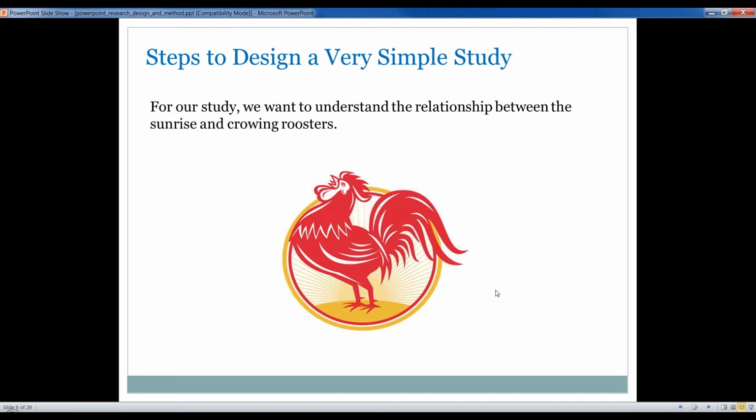Okay, so we're going to follow a very simple study as I talk about this a little bit more. It'll help you to maybe understand it a little bit more and get that depth that you can't do in an hour-long webinar. But we'll do our best here. So, the steps to design a very simple study. My study is I want to understand the relationship between the sunrise and crowing roosters. We kind of already know that there's a relationship, but we're going to pretend we have an idea of it, and we're going to go out and test it.